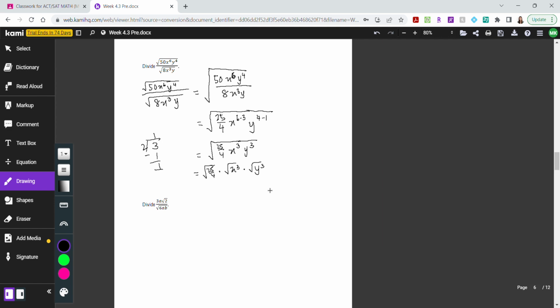That means at the end, I'm going to get 5 over 2. I'll get 1x and also 1y, square root x, y, because of the remainders. And so this will be the answer.